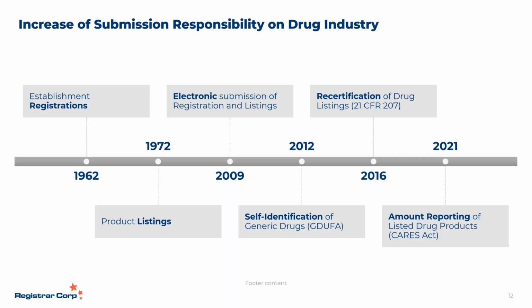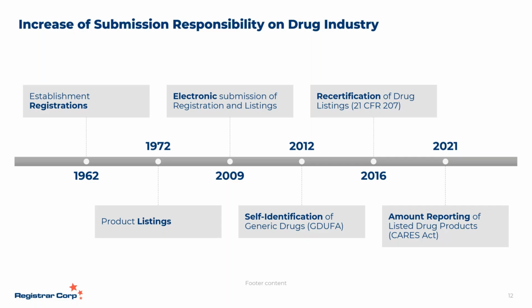In 2012, the Generic Drug User Fee Amendments was passed. This did not only impose a new user fee program on the applicant holders and manufacturers, but it also included a new filing requirement for the manufacturers of generic drugs. This submission type is called self-identification. It is required for manufacturers or intended manufacturers of generic drugs for the upcoming fiscal year. Manufacturers of generic drugs have an additional submission requirement.